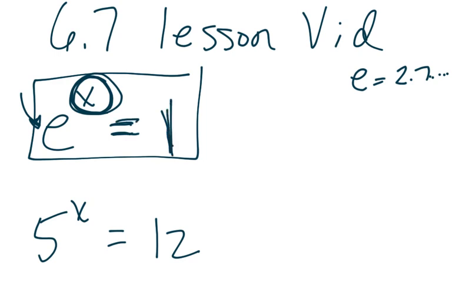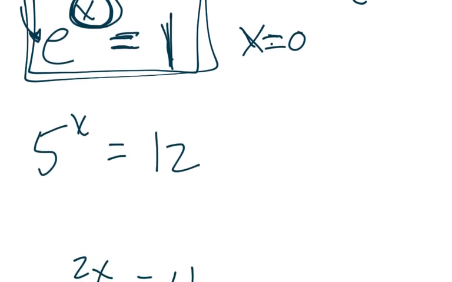Well, what's anything to the 0 power? It's 1. And so in this case, x equals 0. Okay, well that was commonsensical, but this next one is not. So how do we solve them?